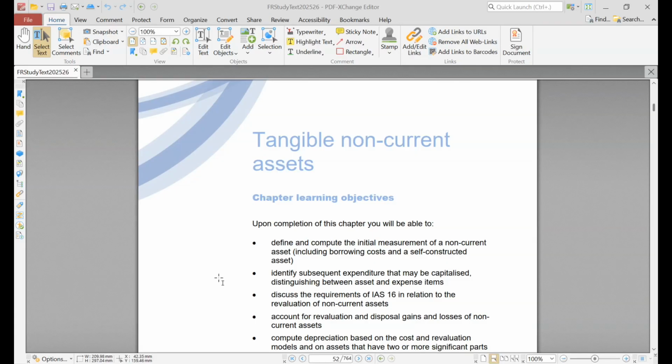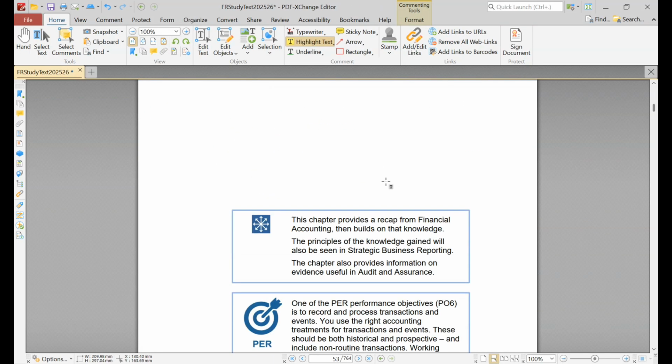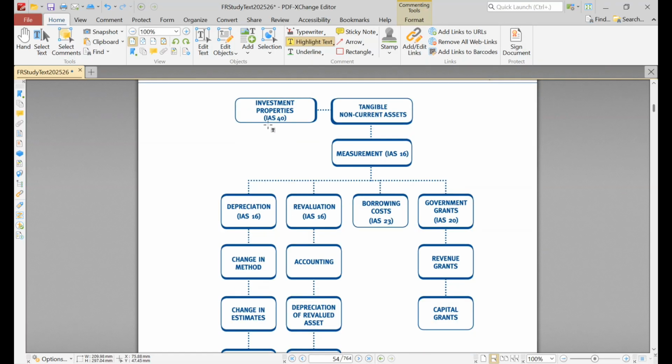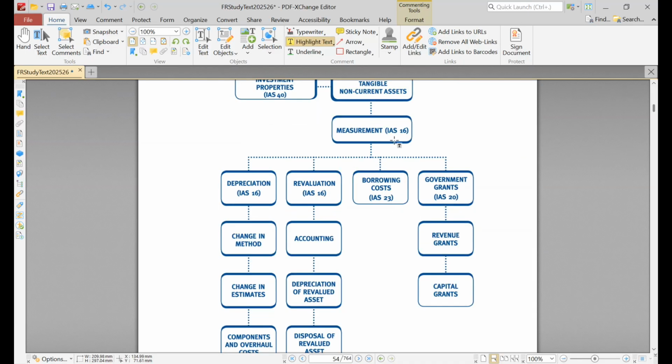I'll be starting with chapter 2, which is tangible non-current assets. So this is the basic overview of the chapter. Tangible non-current assets include IAS 16, and IAS 16 includes depreciation, revaluation, borrowing costs, and government grants. So all of these are covered under tangible non-current assets.